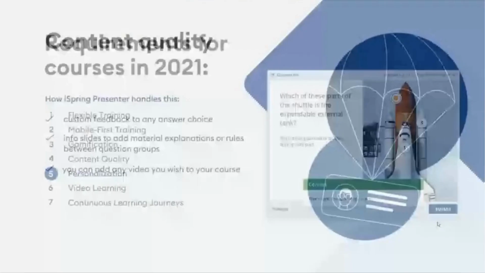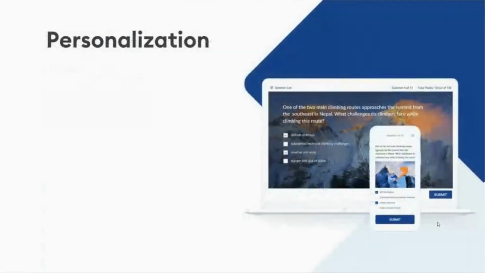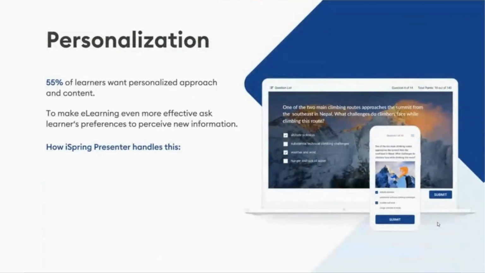According to the Towards Maturity think tank, 55% of learners want a personalized approach and content. If your e-learning engagement level among your learners is quite low, just ask them about the way that they can perceive the information better. Maybe they can help you to create a really effective training course. And how iSpring Presenter handles this.